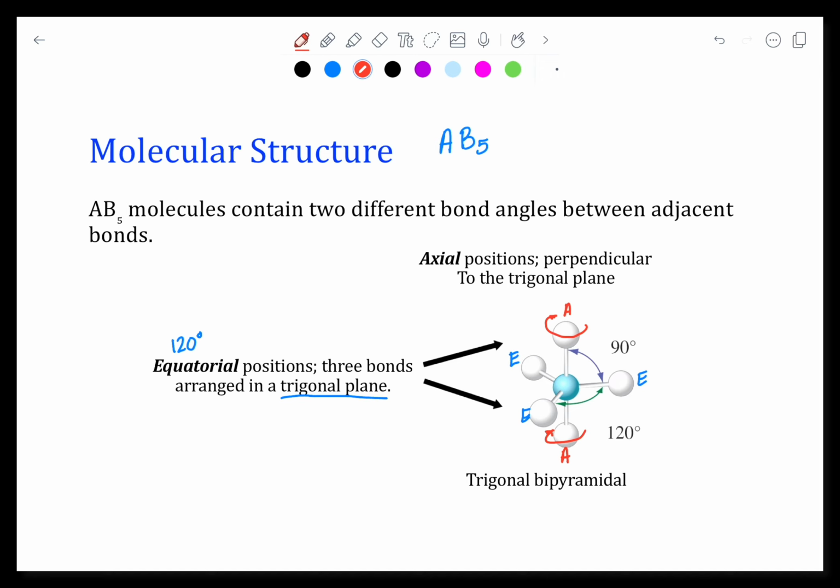When I move these, they kind of stay in the same spot, and the only atoms that we see moving are going to be the equatorial ones that are going to be spinning around that axis. So these are the axial positions. These are the ones that are going to create the 90-degree angles with the equatorial atoms. So this is again our trigonal bipyramidal shape.